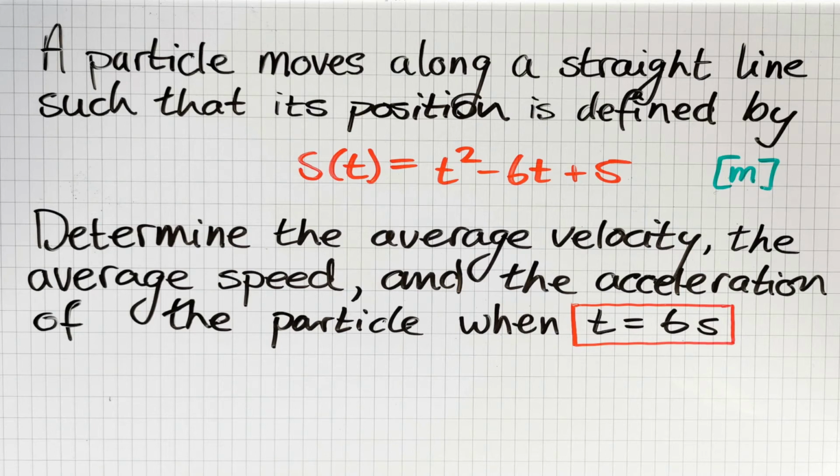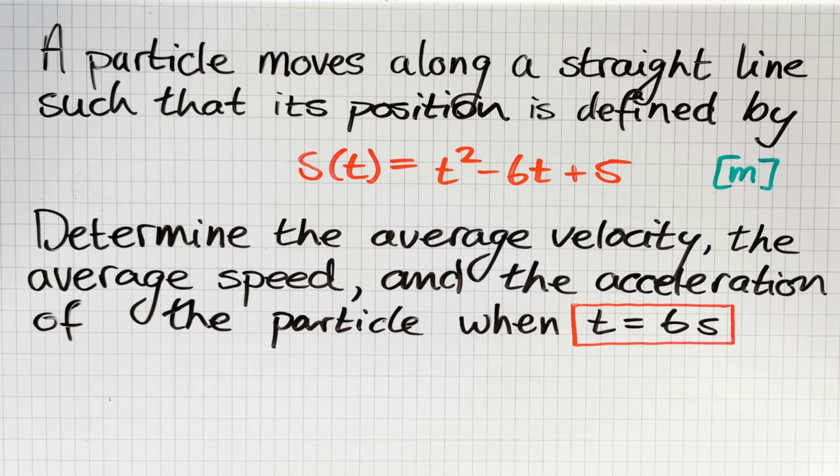Let's look at a problem. A particle moves along a straight line such that its position is defined by s, which is a function of t, equal to t squared minus 6t plus 5, in meters. Determine the average velocity, the average speed, and the acceleration of the particle when t is equal to 6.